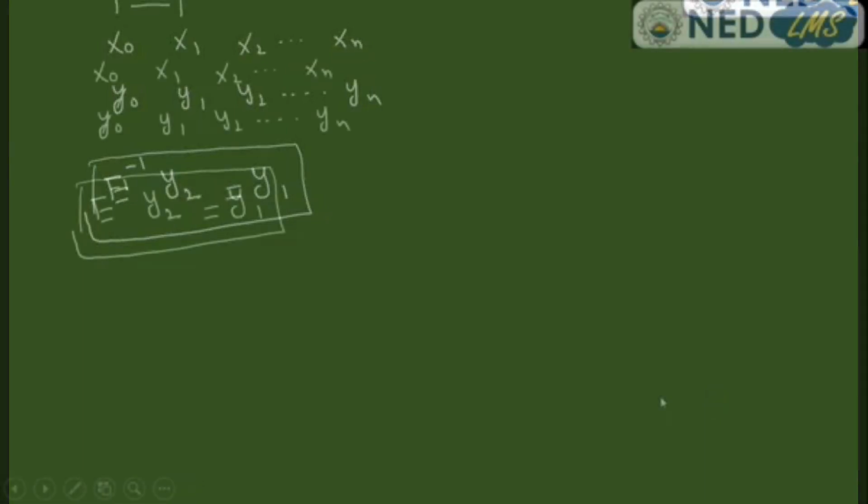Similarly, we can define the forward difference operator. What does that do? It tries to compute some differences. And how do we do that? It is quite simple. So the idea is like that.